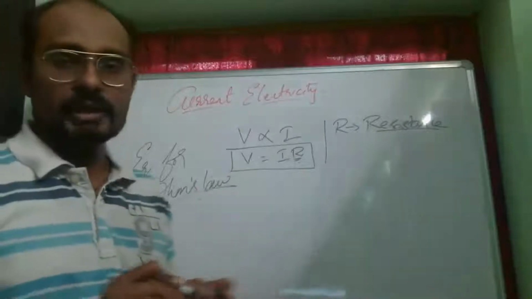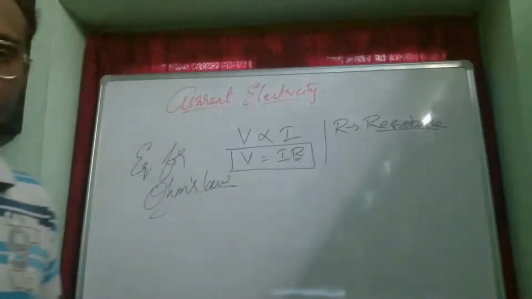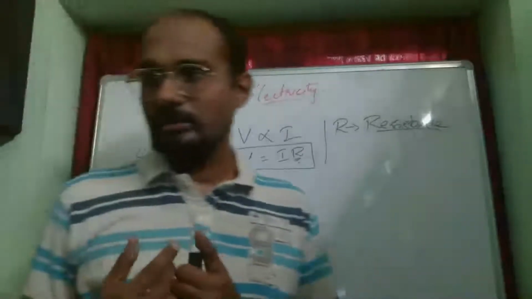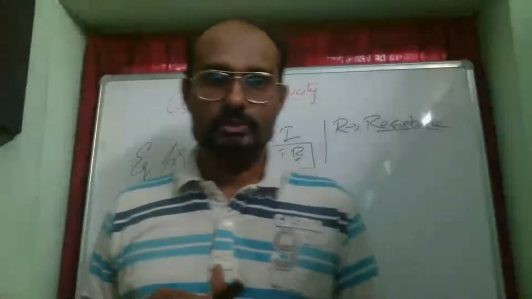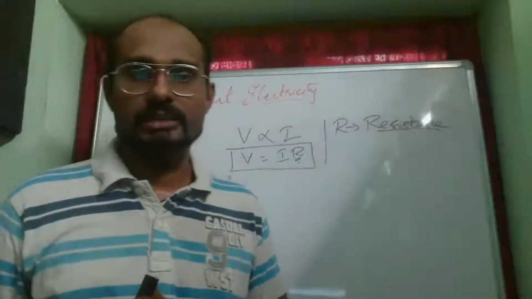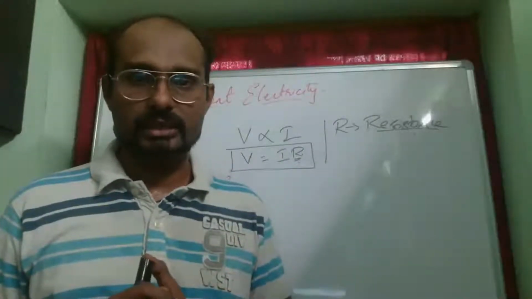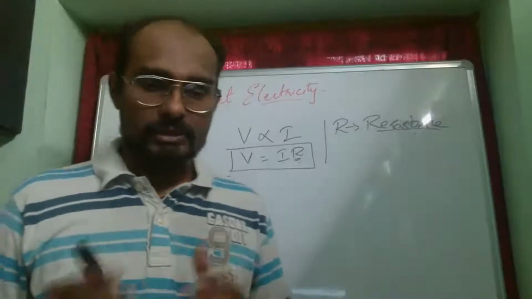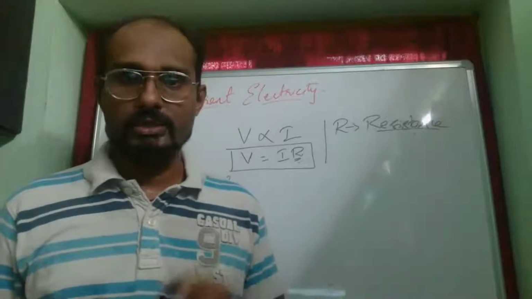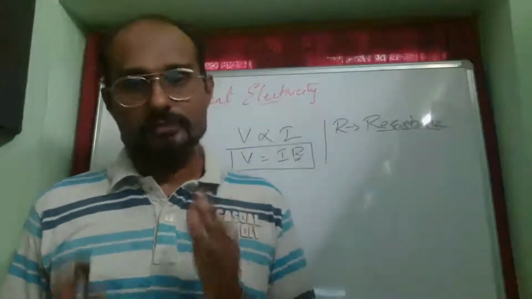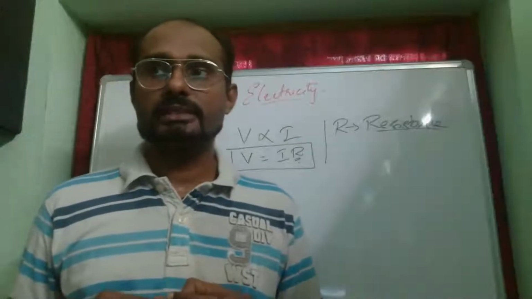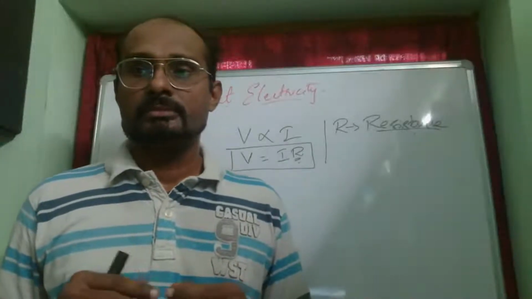Okay, so V is equal to IR is called the equation for Ohm's law. Now, is there any condition for this Ohm's law? Is it applicable everywhere? No, it is not applicable everywhere. There are some conditions. So if at all you are asked for the definition of Ohm's law in any of your examination, you should first start with the condition. You should start with the statement.